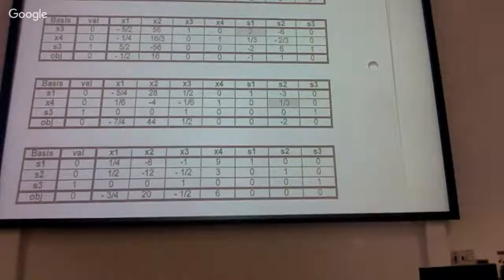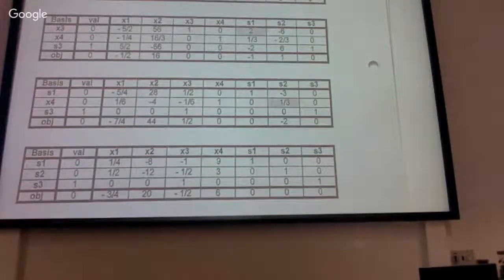I forgot to bring the actual optimal solution. Are we running out of time? It's good. So it will look like I just ran out of time, not that I forgot to bring the optimal solution.